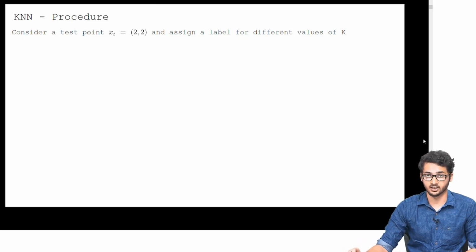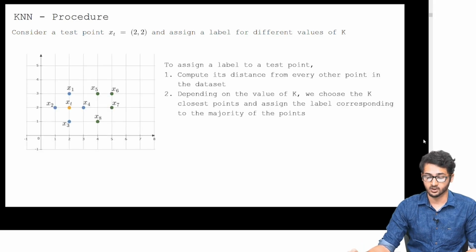In this case we are taking a test point (2, 2), and depending on the value of k, we are going to find k nearest neighbors to this particular point, and of those points the label corresponding to the majority of the points is what will be assigned to our test point.